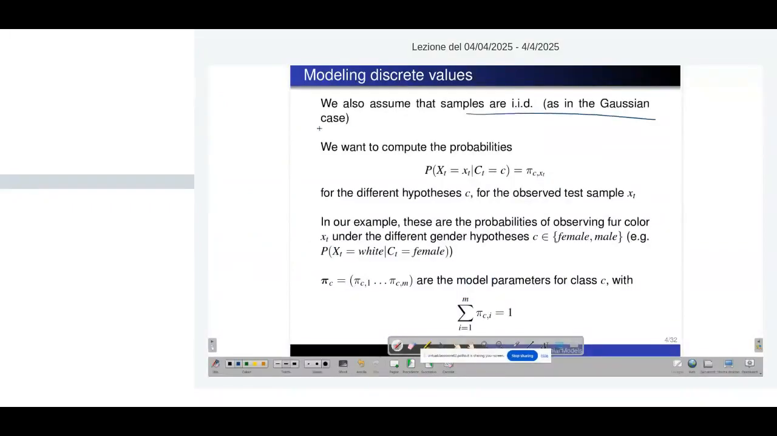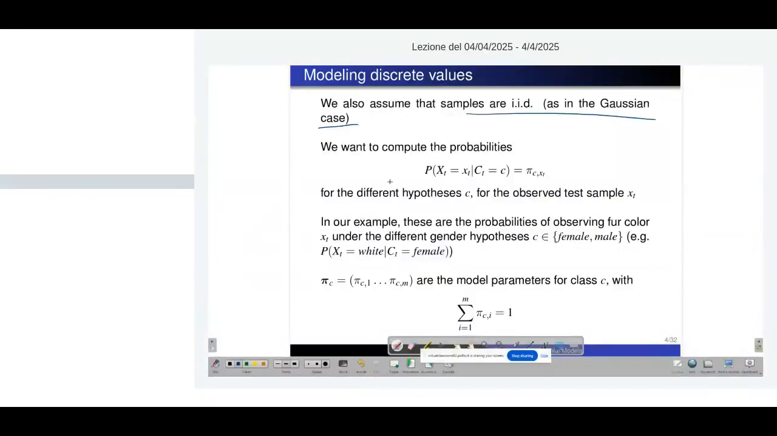Now, as usual, we assume that samples given model parameters are IID. So knowing the color of a cat will not tell me anything more. Once I define the model and the probabilities that describe the likelihood that I observe a color in a given gender, then knowing the color of another cat will not give me any additional information. What does it mean?